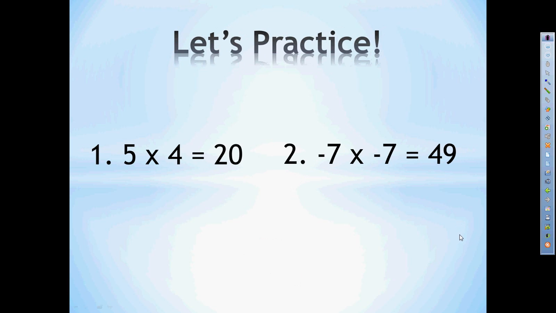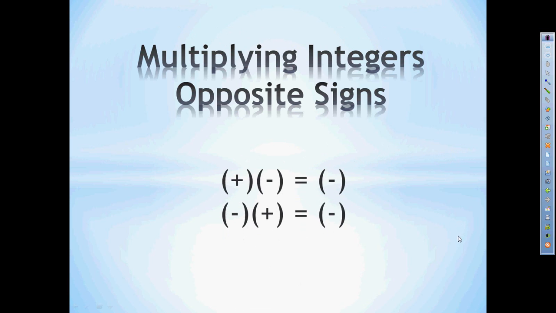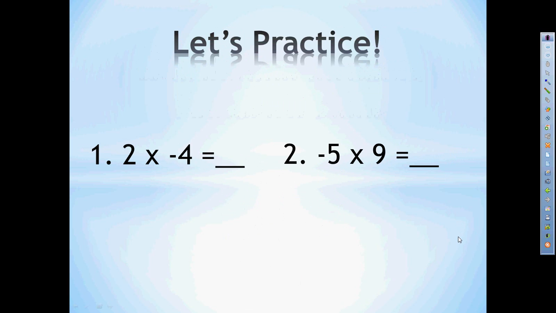Now let's talk about multiplying integers with opposite signs. When you multiply integers with opposite signs, you get a negative result. Positive times negative equals negative, and negative times positive equals negative. So let's practice some more. Pause the video to give yourself some time.